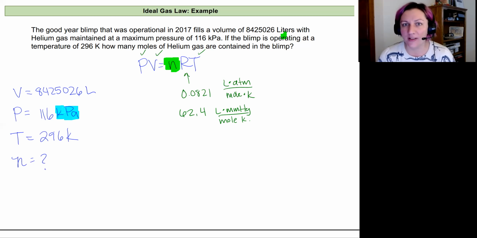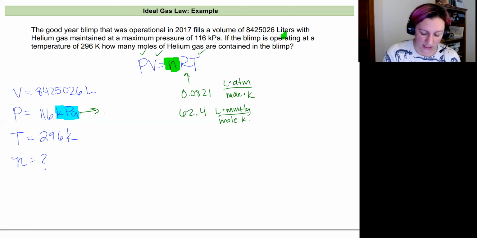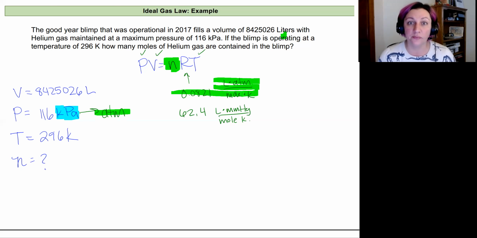My personal preference is atmospheres, but I don't know why. You can do millimeters of mercury. You'll get the same answer, just in different units. Either is fine. So we're going to need to convert this value into units of atmospheres if we are going to use this 0.0821 value. So that'll be our first step. And then we'll plug into the ideal gas law.